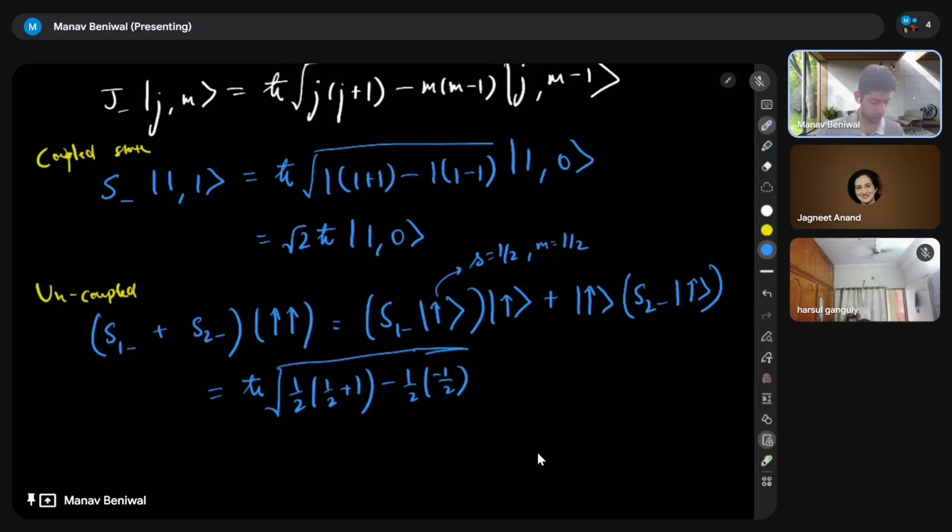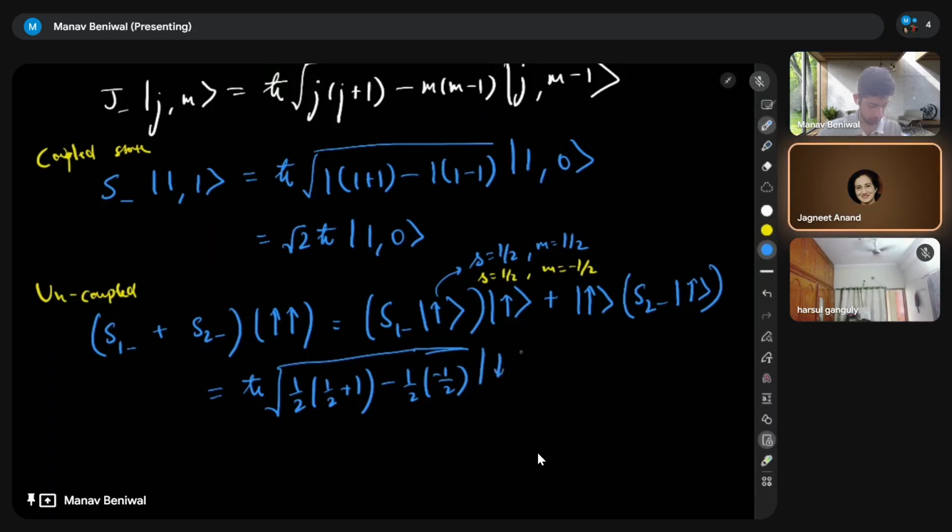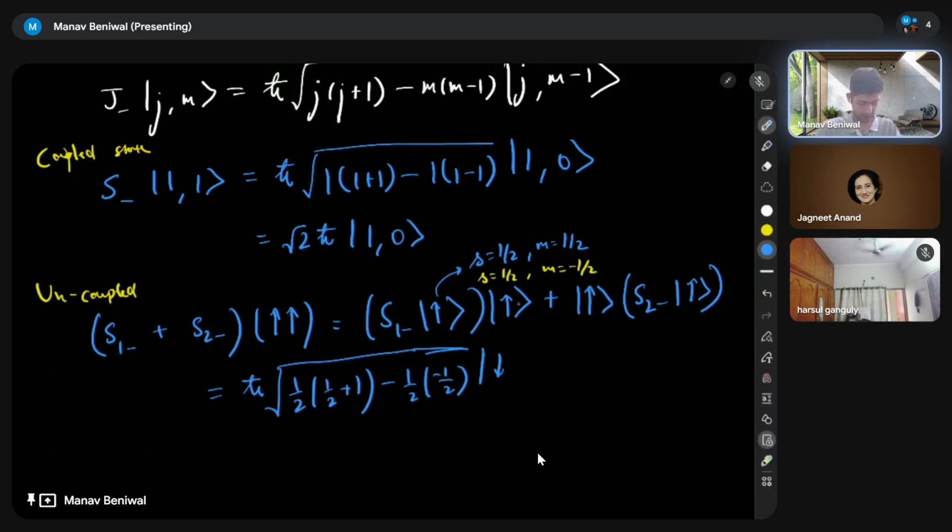Because it is a lowering operator, it changes m to m minus 1, and j will remain the same. Its final state will be s as half and m as minus half, so it will become a downspin, right? So here I'll have a downspin, correct? And this spin remains as it is, so this spin remains upspin. Is this clear?